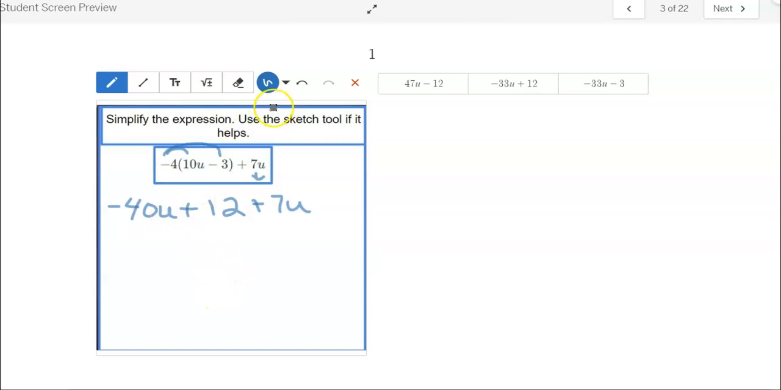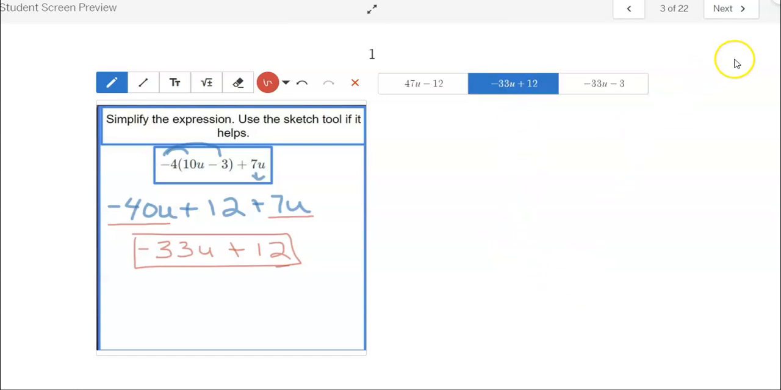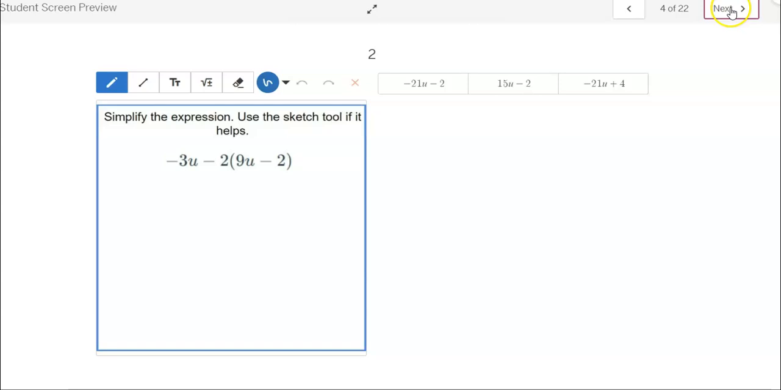Now we need to look for like terms, and I don't have my highlighter. But what I can do is I can circle like terms or underline like terms. I have two terms that both have the variable u with them, -40u and 7u. So -40u and 7u can be combined. -40 plus 7 is -33. Don't want to forget about the variable there. And then the +12 just comes down to the next line. So this is simplified, and I need to find my correct answer. My correct answer is going to be the -33u plus 12, so that one. All right, and then you have this one to work on your own.